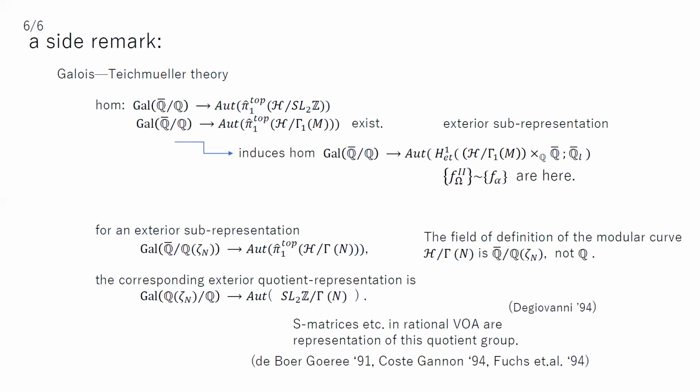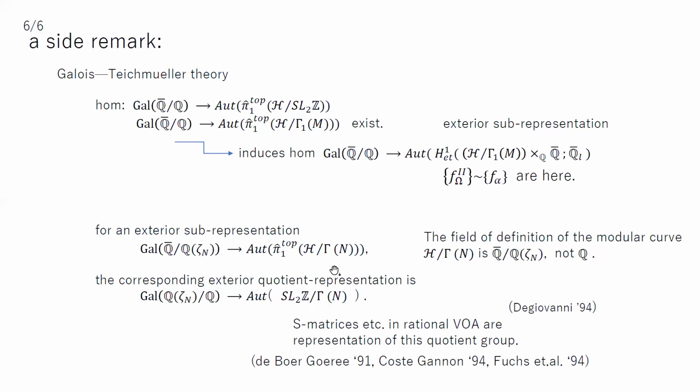So the paper by De Giovanni in '94 interprets the discussion by Dubois, Gary, and Coste-Gannon and other people, on the Galois group action on the matrix elements of the S transformation and T transformation, as a part of the story of the Galois-Teichmüller theory. The Galois group acts on the quotient group in the covering space. So that was that theory.